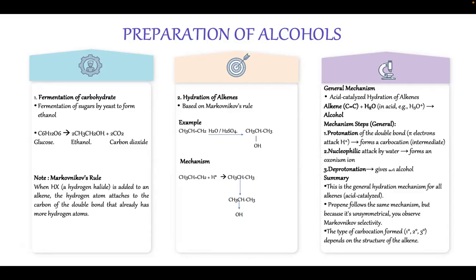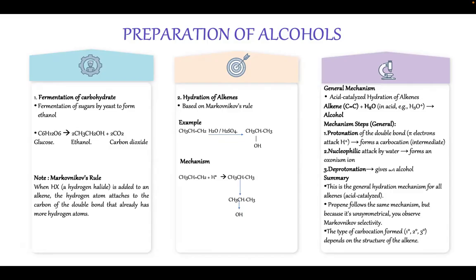Protonation of the double bond is where the electrons attack the hydrogen ion to form a carbocation intermediate. Next is a nucleophilic attack by water, which forms an oxonium ion. Then we have deprotonation, which gives alcohol. This is the general hydration mechanism for all alkenes, which is acid catalyzed.